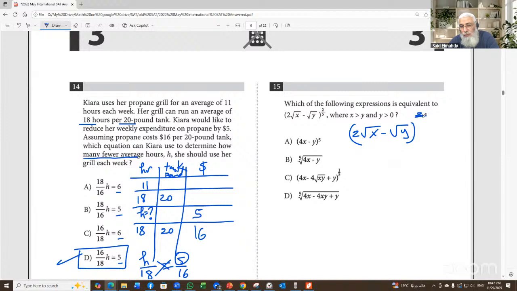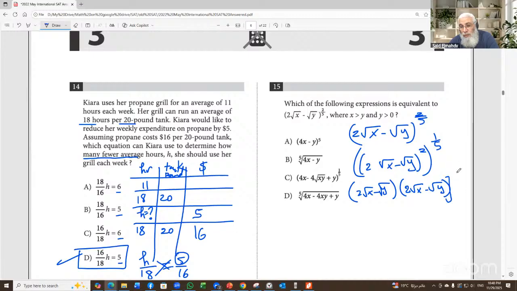Power 2 over 5, we can make it like this: 2 root x minus 2 root y, power 2, all power 1 over 5. So this power 2 means 2 root x minus root y multiply 2 root x minus root y, all power 1/2.